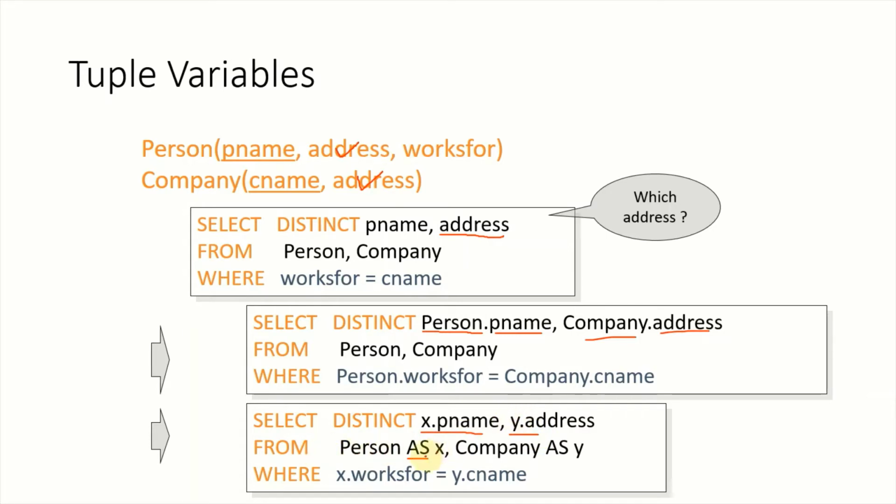Person as x, by using the AS keyword we defined x, and similarly we are defining y as a variable for company. So instead of typing person and company, we can easily type x and y instead.